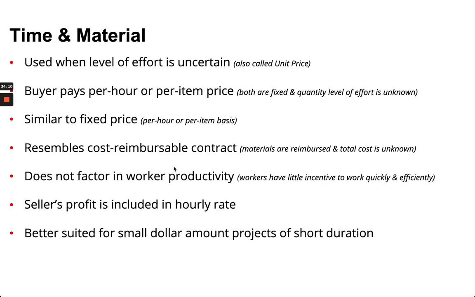And then the last of the three I wanted to share with you is time and material. This is when the level of effort is uncertain, where it's maybe pay per hour, pay per unit quantity, widgets, things of that nature. It resembles the cost reimbursable, but does not factor in the productivity of those involved. The seller's profit is included in the hourly rate for time and material, basically throughout their time duration.